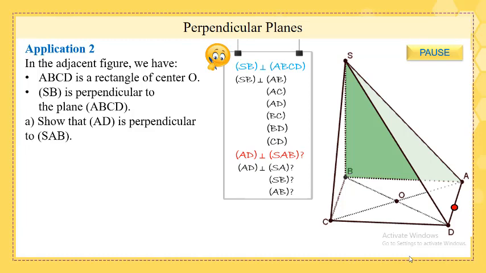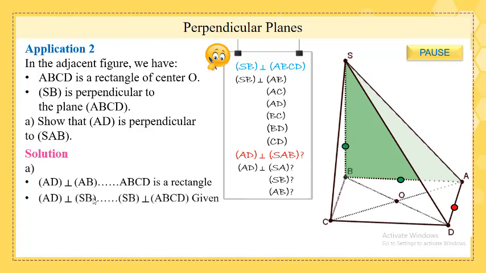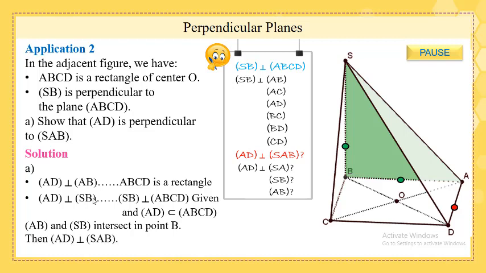Well, we know that if line SB is perpendicular to plane ABCD, then it is perpendicular or orthogonal to all the lines contained in plane ABCD. Now, to prove that line AD is perpendicular to plane SAB, is AD perpendicular or orthogonal to SA, to SB, to AB? Well, AD is perpendicular to AB since ABCD is a rectangle. AD is orthogonal to SB since SB is perpendicular to ABCD by given, and AD is a subset of this plane. AB and SB intersect in point B, thus we can say that line AD is perpendicular to plane SAB.